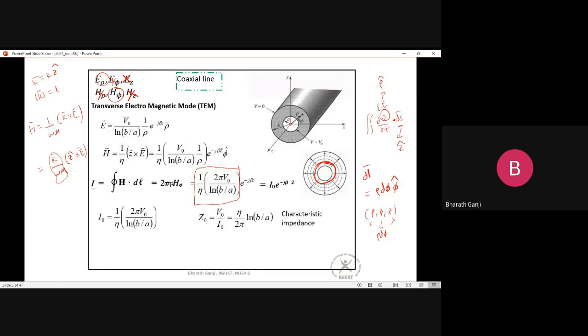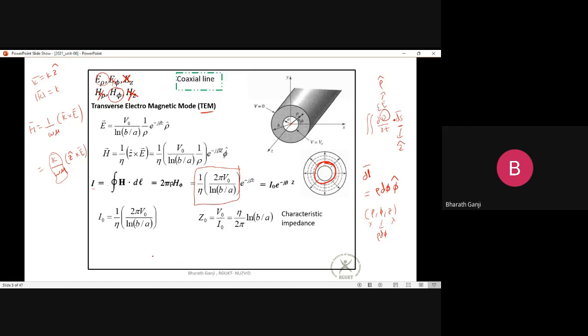Taking the ratio of voltage to current on a plane, it is nothing but the characteristic impedance of this line, right? Because a transverse electromagnetic wave is propagating, we can define voltage and currents here. When we can define voltage and currents, we can use transmission line analysis. So what is the characteristic impedance of this line? It is nothing but eta by 2 pi times ln of b by a, you can see.